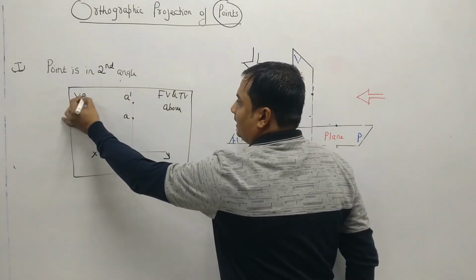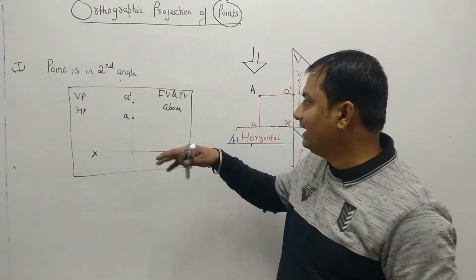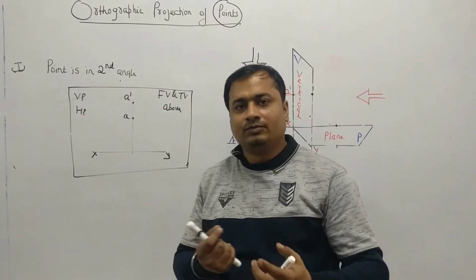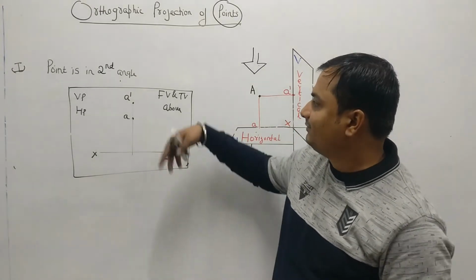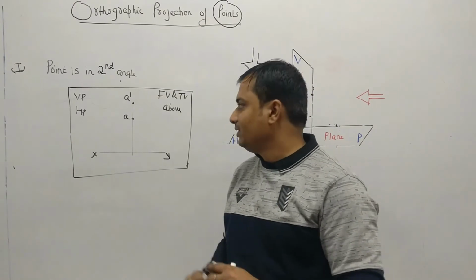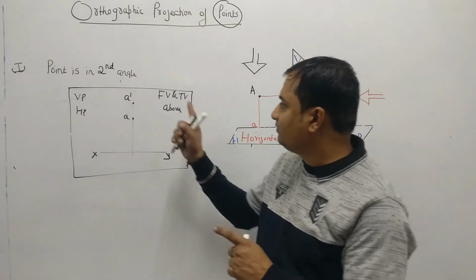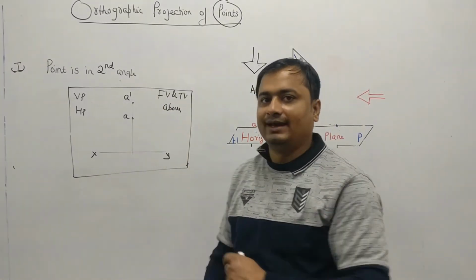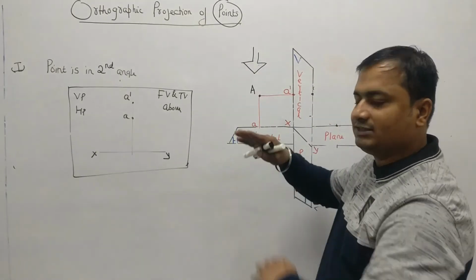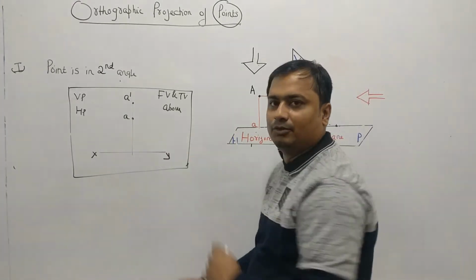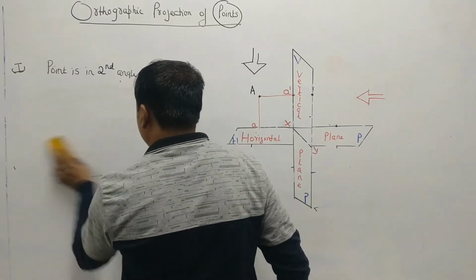This is my VP, and after rotating the HP, both are merged, so both will be above. Whether A dash is above or A is above depends on the data or the problem given to us; on that basis we will decide. But that is not the conclusion. The conclusion is both will be above. So in the second angle, both the front view and the top view lie above the XY line. But in the first angle, again I am reminding you, the front view was above and the top view was below. In the second angle, both are above. So what is going to happen in the third? Coming to the third, now the point is lying in the third angle.